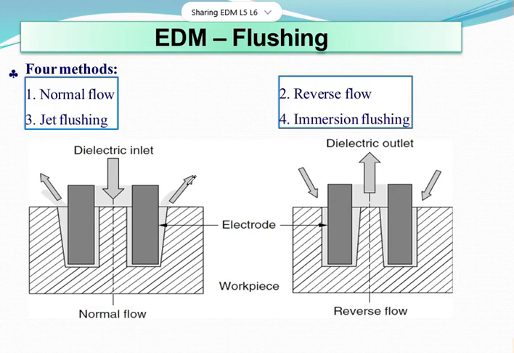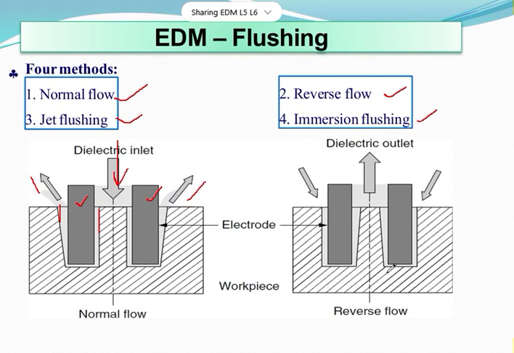Now we are going to discuss the EDM flushing methods. What are the methods you can see? They are normal flow, reverse flow, jet flushing, and immersion flushing. In normal flow, this is the electrode and this is also an electrode, and you can see the dielectric inlet shown here by an arrow. In normal flow, the dielectric gets in here and then gets out in this particular manner. So this is normal flow.